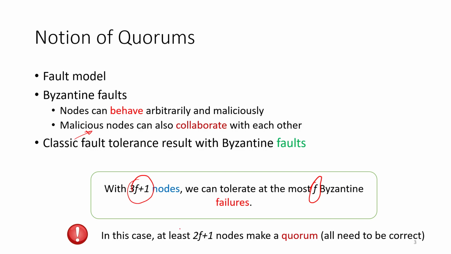In this case, 2f plus 1 nodes make a quorum. What does that mean? All of them need to be correct, and all of them need to agree on the same consensus value, regardless of the rest. So we can think of them as having a quorum. Even in a classic centralized system, where the centralized server is guaranteed to be honest, all you need to do is send a message to the centralized system and get a reply, and insofar as all the nodes are concerned, the centralized system is the quorum.